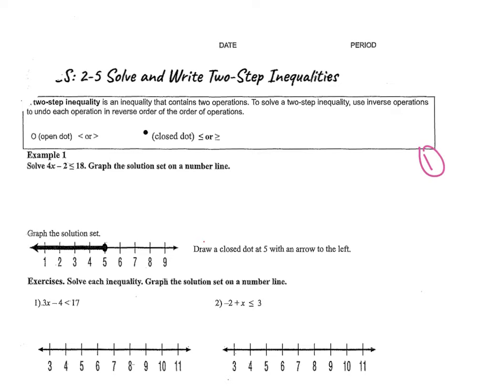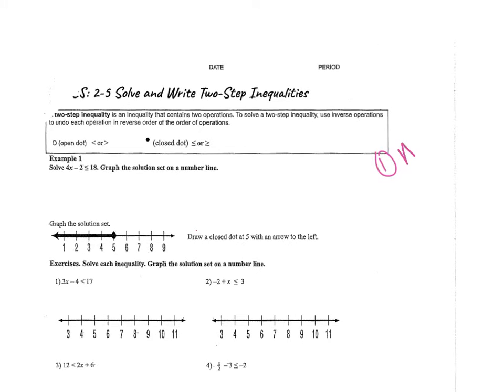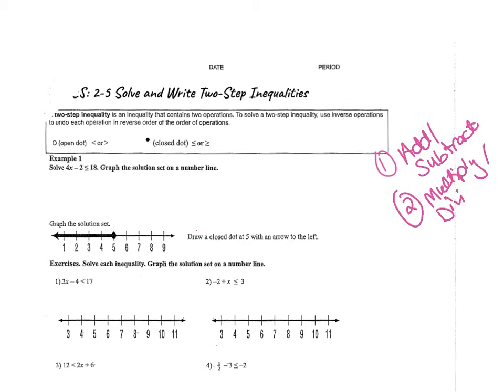Your step one is still going to be to add or subtract, like backwards PEMDAS. Your second step is always going to be to multiply or divide. So first step, second step. The only things that are different are the graphing.